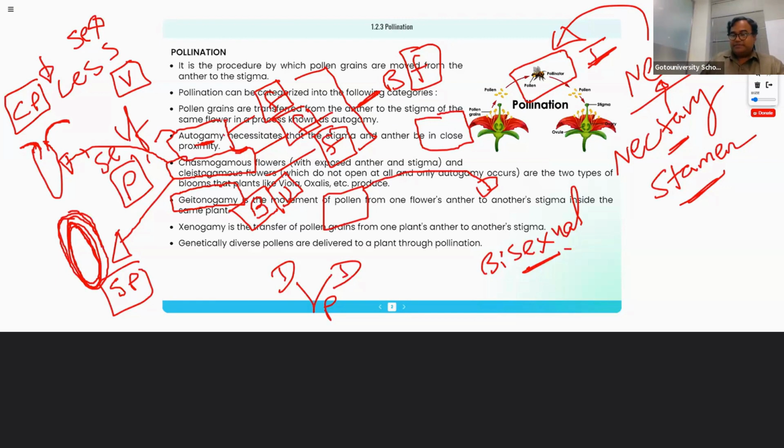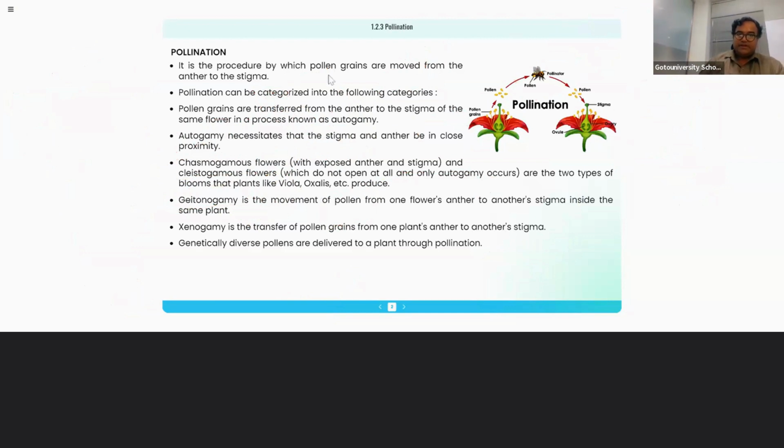So be very careful. In the CBSE board exam, they will ask multiple questions. So we know very well the bisexual flower, the word I can say for which one? These three. Okay, this is either bisexual or unisexual.